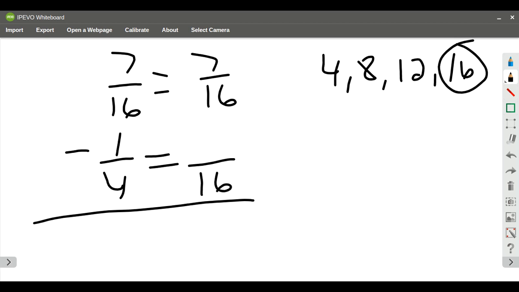And then I figure out, what did I multiply 4 by to get to 16? 4 times 4. So it's going to be 1 times 4, and I'm left with 4. 7 subtract 4, I end up with 3/16. And 3/16 is already in simplest form, so my answer does not need to be simplified. 3 and 16, greatest common factor is going to be 1.